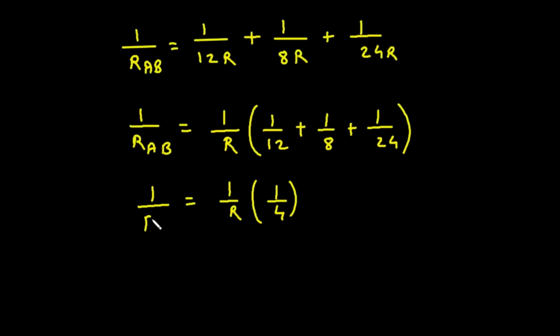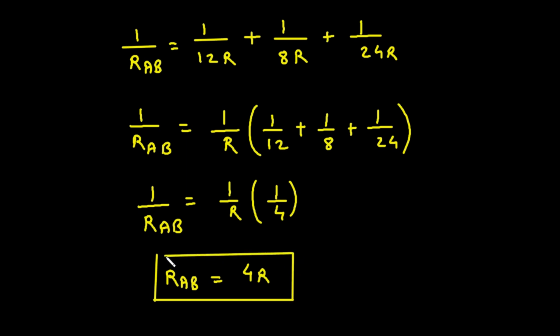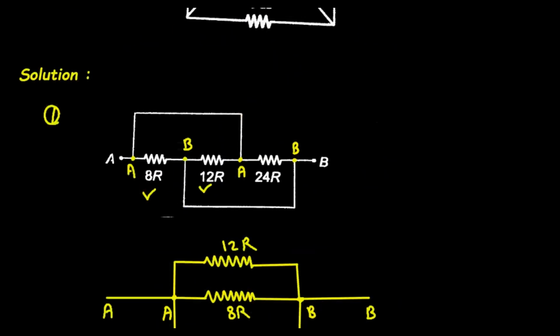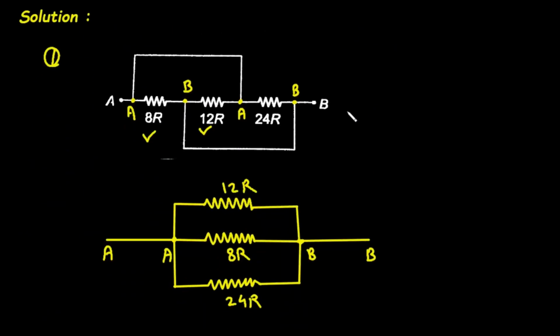This is the value for 1 upon RAB. But here we have to find the value of RAB. So therefore RAB is equal to 4R. So this is how we can find the equivalent resistance of this network.